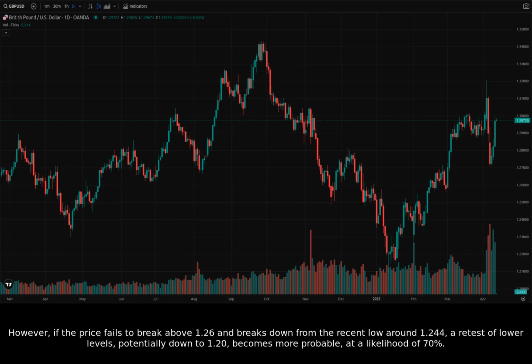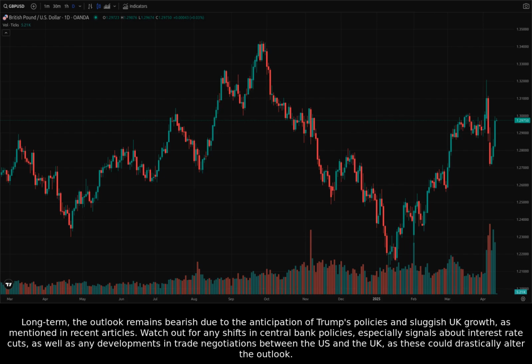However, if the price fails to break above 1.26 and breaks down from the recent low around 1.244, a retest of lower levels, potentially down to 1.20, becomes more probable, at a likelihood of 70%. Long-term, the outlook remains bearish due to the anticipation of Trump's policies and sluggish UK growth, as mentioned in recent articles. Watch out for any shifts in central bank policies, especially signals about interest rate cuts, as well as any developments in trade negotiations between the US and the UK, as these could drastically alter the outlook.